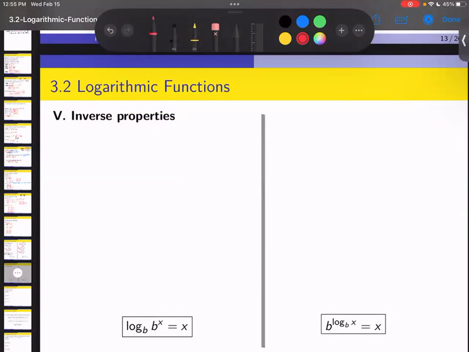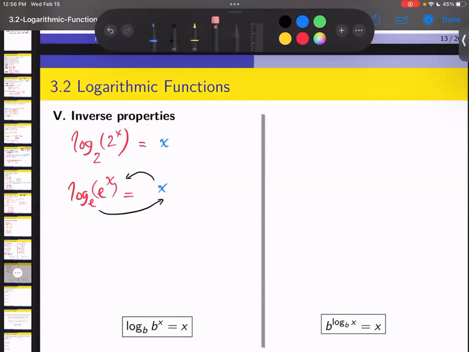If I have log base 2 of 2 to the x, well, what should it be equal to? Then I have 2 to the what power equals 2 to the x. x. Another one, if I have log base e of e to the x, same thing, you can do a little arrow thing. e to the what? Give me e to the x. Well, x.